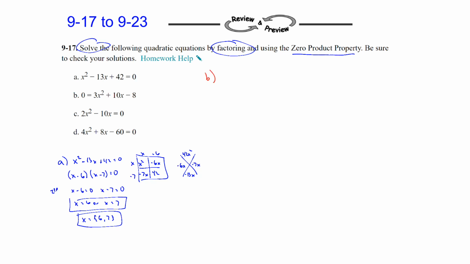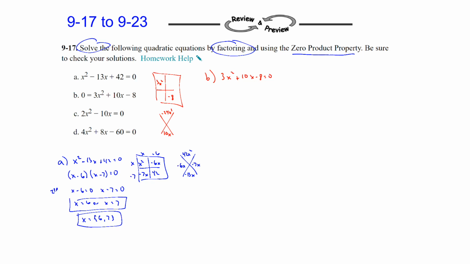Moving on to part B, now we have 0 equals, I'm just going to move the 0 to the other side, 3x squared plus 10x minus 8 equals 0. Once again, setting up our generic rectangle where we have 3x squared tiles and we have negative 8 1 tiles, and we're looking for factors of negative 24x squared that add to give us 10x tiles.